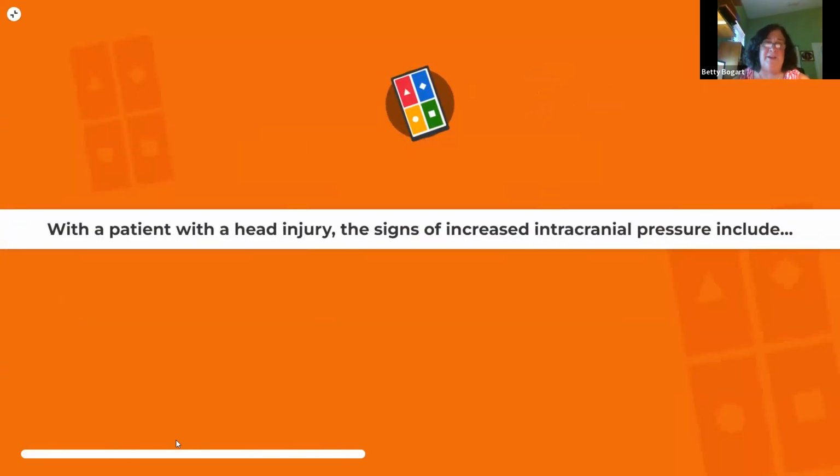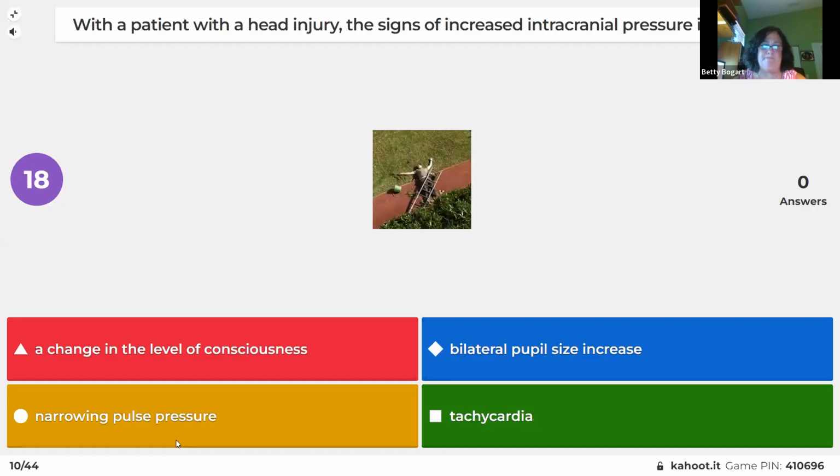With a patient with a head injury, the signs of increased intracranial pressure include what?